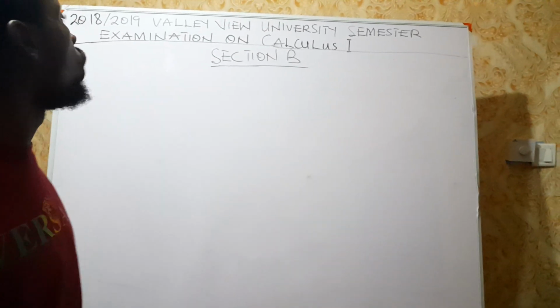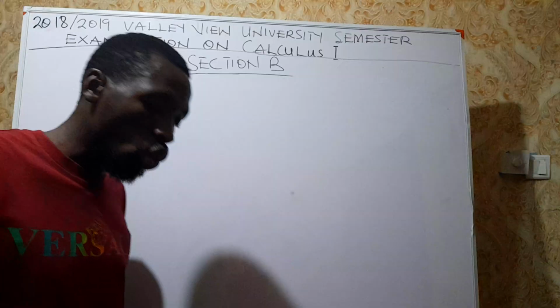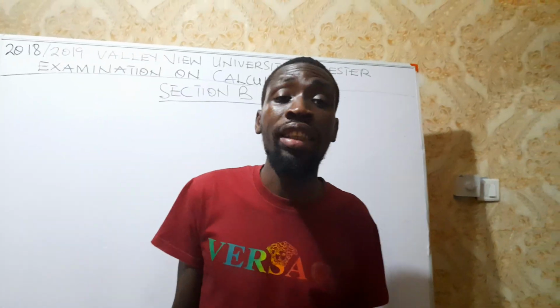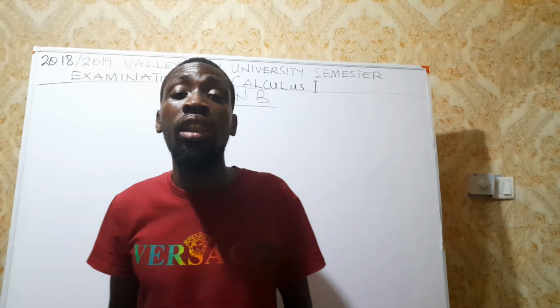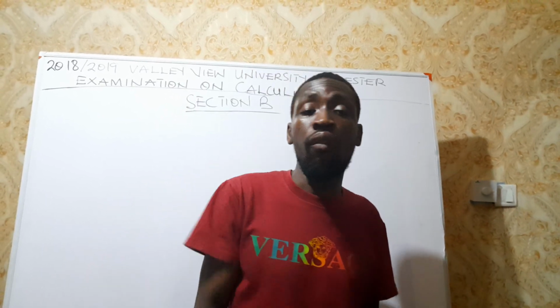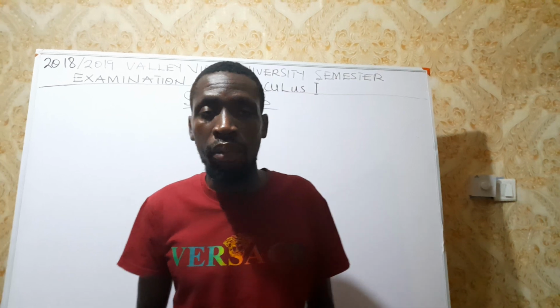Today, our discussion will still be solving the 2018-2019 Valley View University semester examination on Calculus 1. We said this particular examination was divided into two sections, Section A and Section B. In Section A, which carried 40 marks, students were supposed to answer two compulsory questions. Then in Section B, there are 5 questions and students were supposed to answer 3 of them for 60 marks.